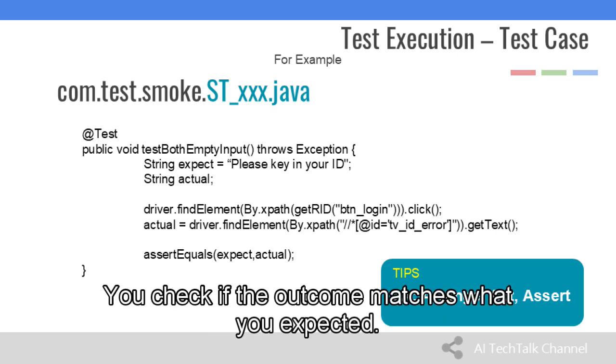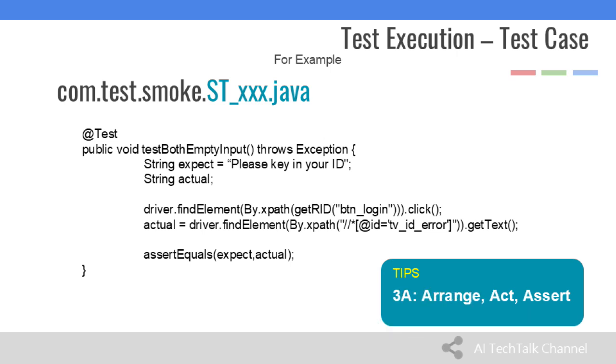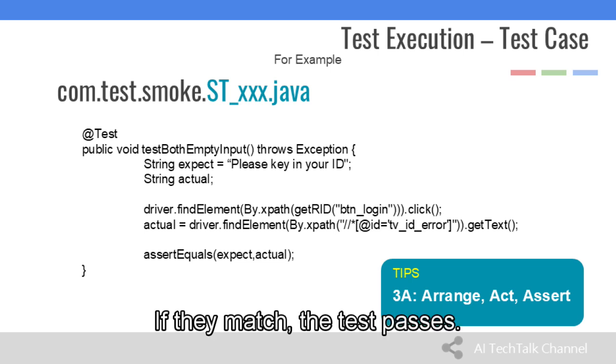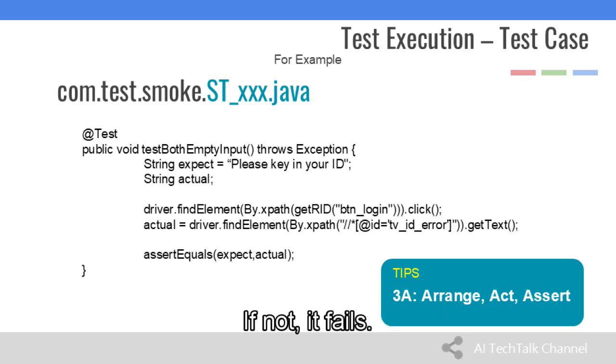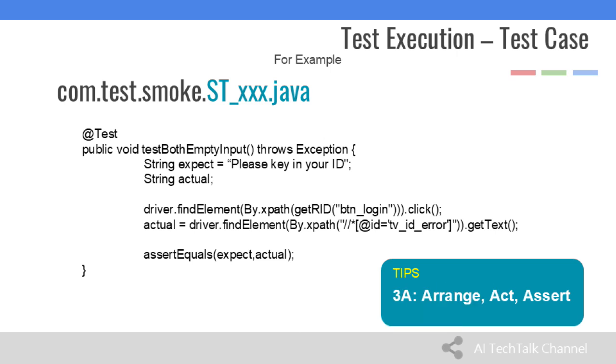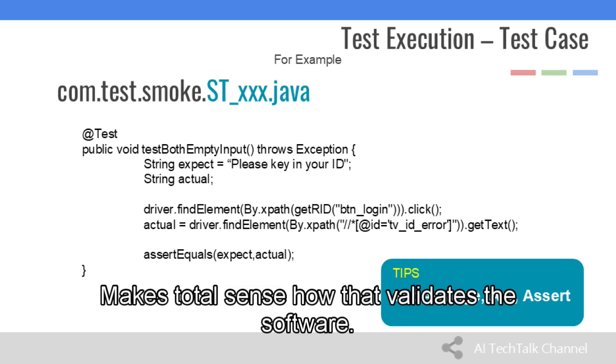Finally, assert. You check if the outcome matches what you expected. It gets the actual error message from the screen after the click. And then it uses assertEquals to compare the actual message to the expected one. If they match, the test passes. If not, it fails. That's how you verify the app did what it was supposed to. That's a really clear example. Arrange the expectation, act by clicking, assert the result. Makes total sense how that validates the software.